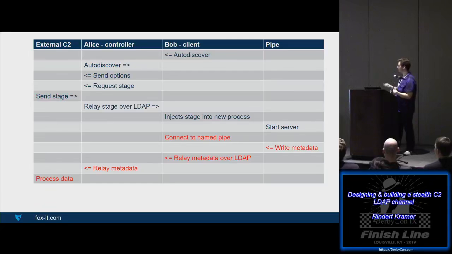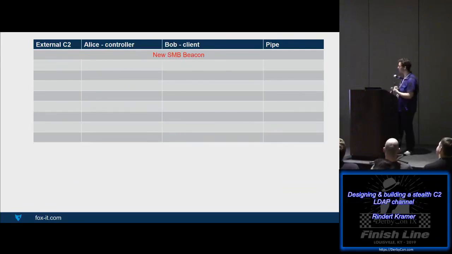Bob connects to the named pipe server, gets all the data that's already on the named pipe server, and forwards it back to Alice over LDAP, and Alice will write it back to the external C2 server. So at this point, a new SMB beacon will appear in Cobalt Strike.